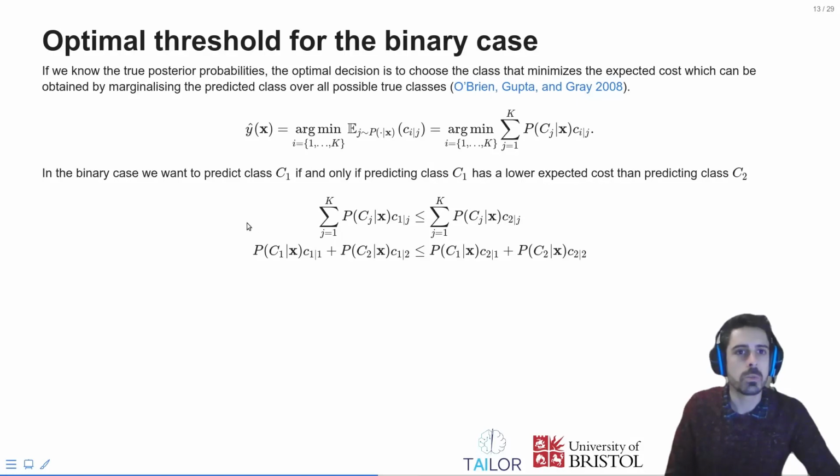Then in the binary case, we want to predict class 1 if and only if predicting class 1 has a lower expected cost than predicting class 2. Very simple. Then here we show the expected cost of predicting class 1, which should be lower or equal to the cost of predicting class 2. Here we have decomposed this summation into the two elements, the true class 1 and class 2, and the cost of correctly classifying class 1 and classifying class 1 when it is actually not class 1.